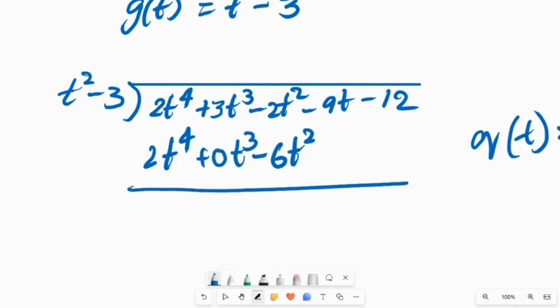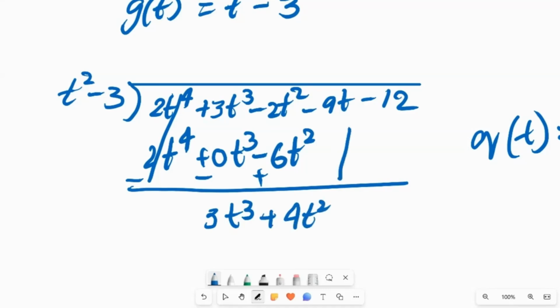Next rule, change the signs. This is plus, this would be minus, this would be minus, then this would be plus. So 2t power 4 minus 2t power 4 would be 0. 3t cube minus 0t cube would be 3t cube only. And minus 2t square plus 6t square would be plus 4t square. Bring this down, minus 9t.